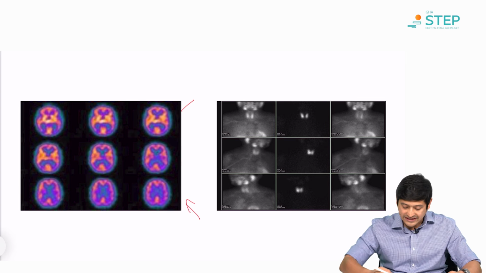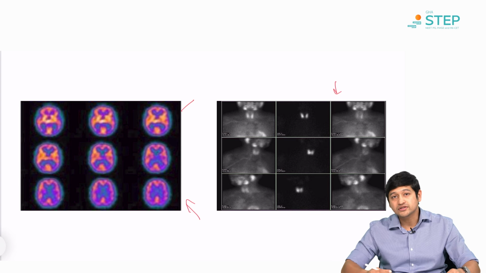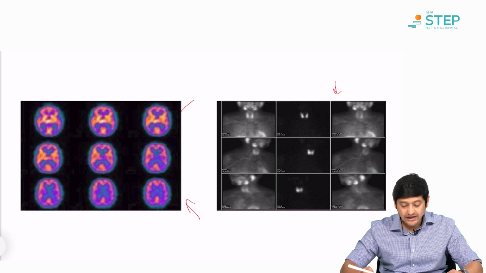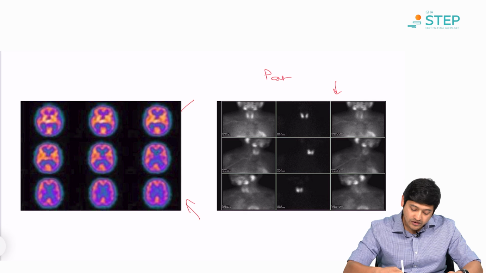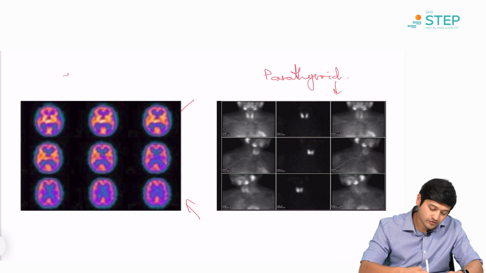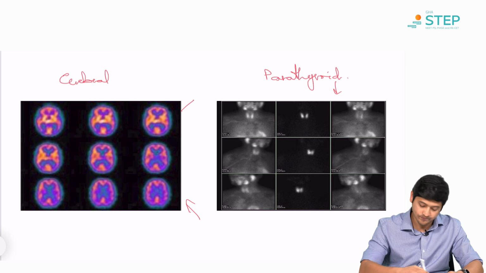A sestamibi scan is something like this. It's a low resolution scan where the tracer sestamibi is concentrated in the parathyroids. So if you have a parathyroid pathology, you use a sestamibi scan for the parathyroids. A cerebral blood flow scan is for the brain itself, all right?